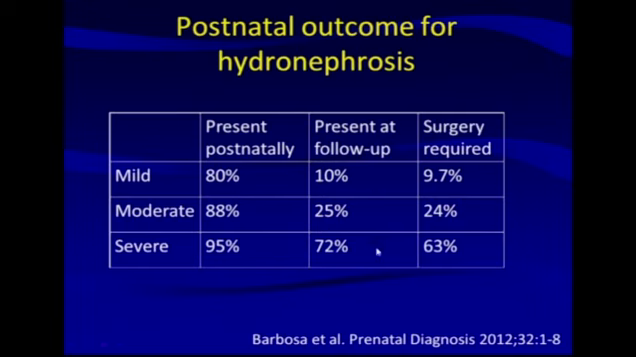But if you follow over time, and this follow-up was done at about 2 to 3 years after birth, the degree of persistence of the abnormality dropped off precipitously in the mild category, and even down to 25% in the moderate category. But most of the patients who had severe hydronephrosis prenatally still had hydronephrosis at 2 to 3 years, and over half of these neonates and children required surgery.